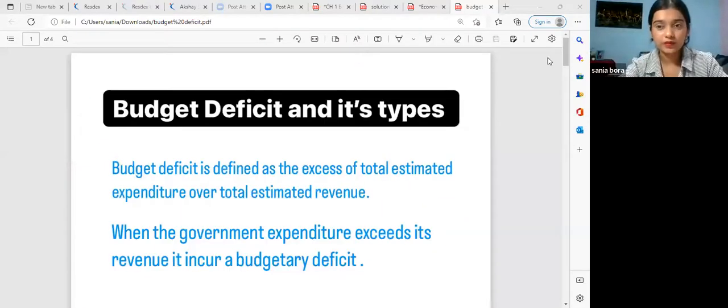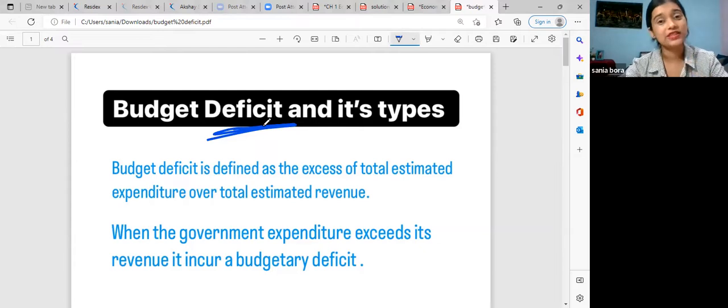Okay, so now we were doing budgetary deficit, right? So what is budgetary deficit? You know this term. Deficit is always a problem, not a good term. Deficit is, for example, your budget was this, but you spent this. So then this is deficit.